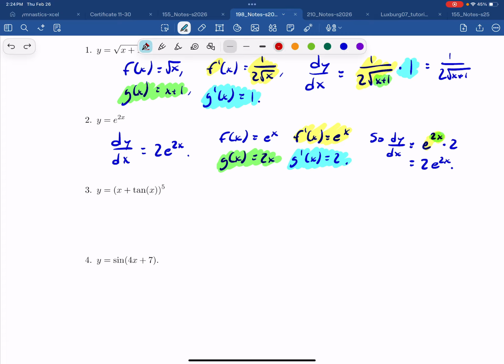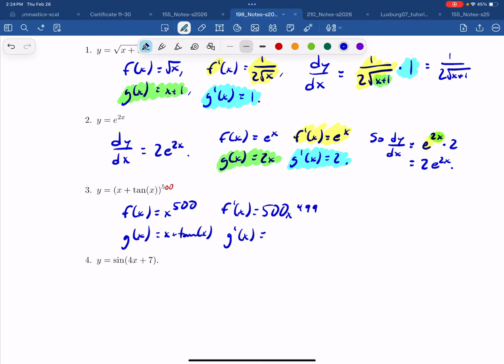And again, I'm going to be mean and make that 500. Now that we know the chain rule, I didn't actually make the problem any more difficult. F of x equals x to the 500. We know how to take the derivative of that. G of x equals x plus tangent of x. F prime of x equals 500 x to the 499. G prime of x equals 1 plus secant squared of x.